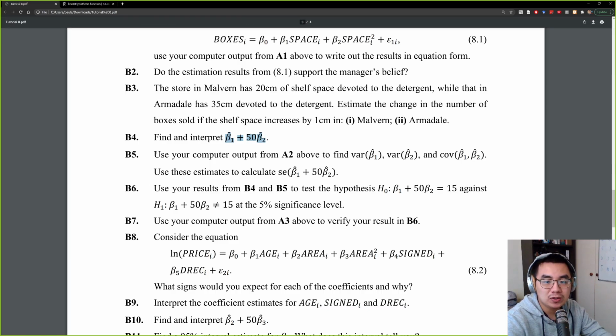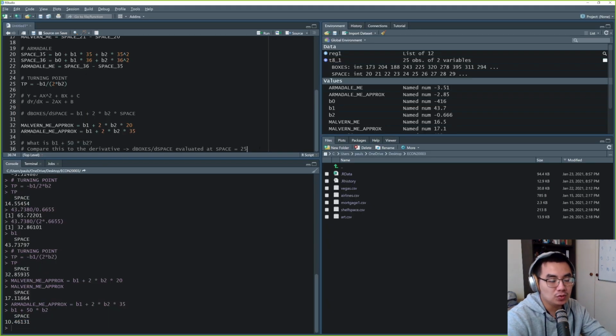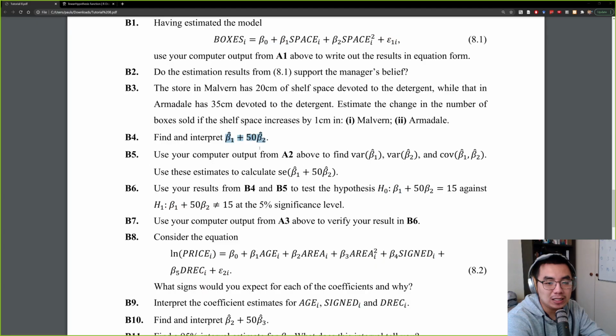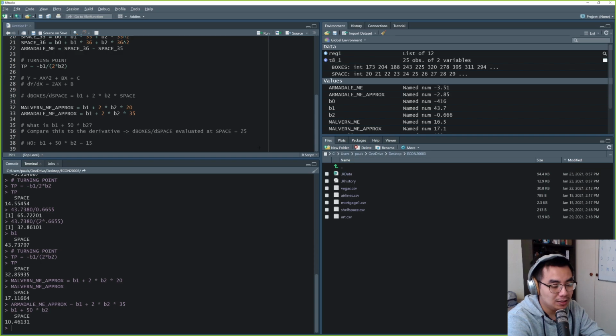Okay, so the reason why we're doing this is that you can actually perform hypothesis tests based on this. What we're trying to do here is run this test, and I'll talk about the test we're trying to run, and then I'll come back around to how we actually come to the results we need in order to run this test. We're trying to test beta 1 plus 50 beta 2 is equal to 15 against the alternative, beta 1 plus 50 times beta 2 is not equal to 15.